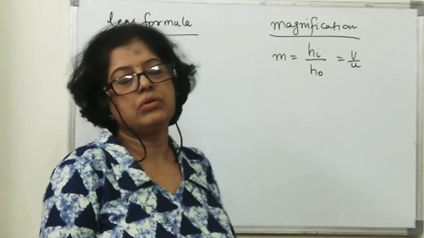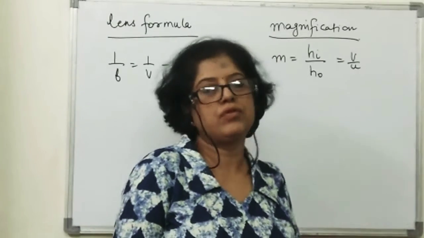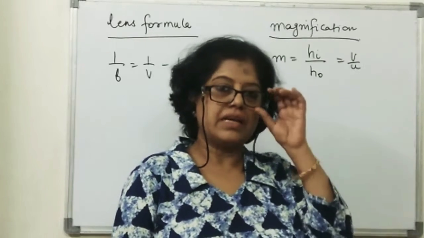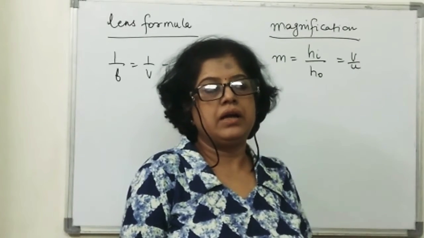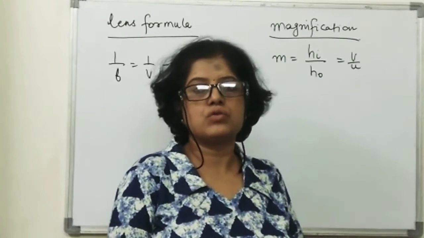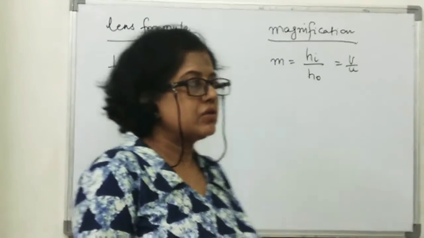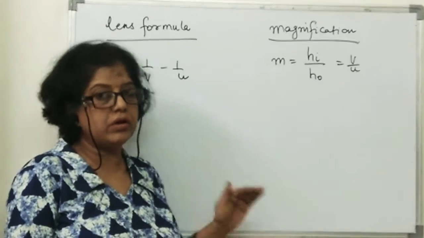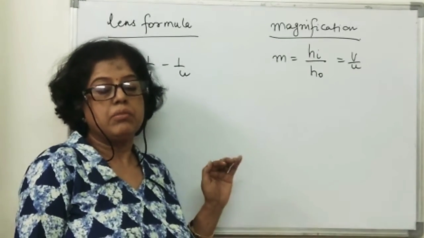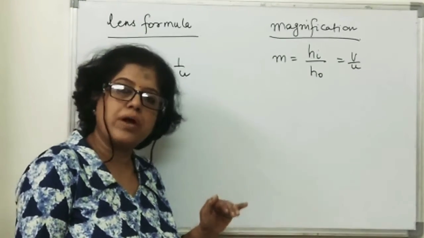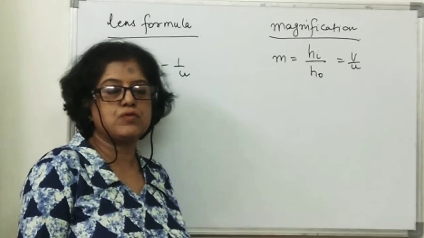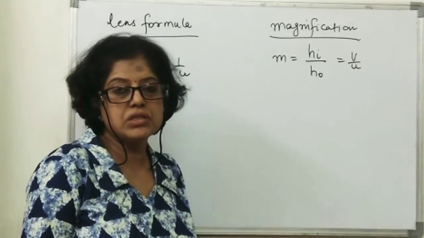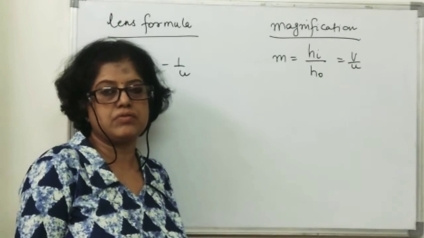Today we are going to talk about the lens formula, magnification, and sign conventions for lenses, and we'll try to solve a few numericals as well, right? So, lens formula. We've already done the mirror formula, and you already know the mirror formula is 1 by f is 1 by v plus 1 by u, where f is focal length, v is the image distance, and u is the object distance from the mirror.